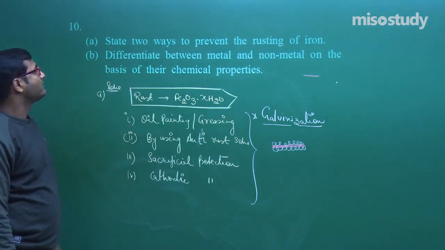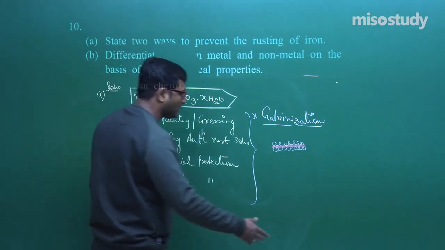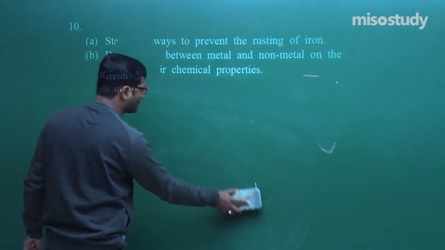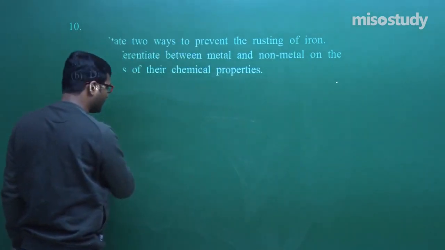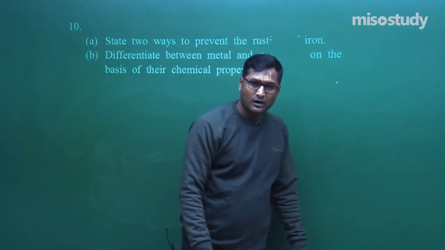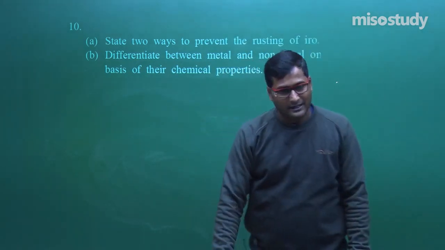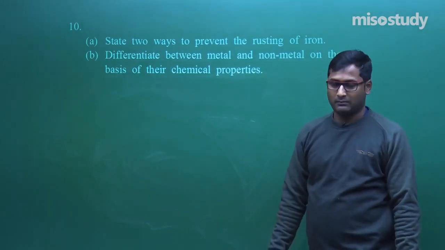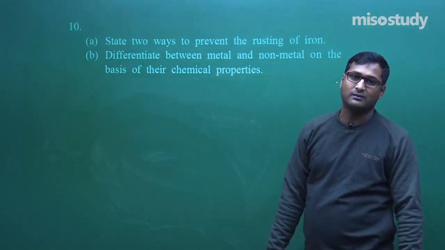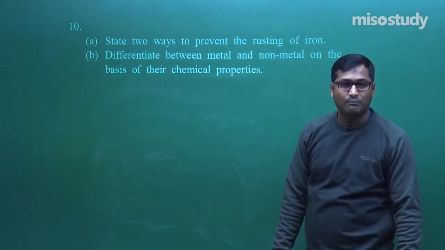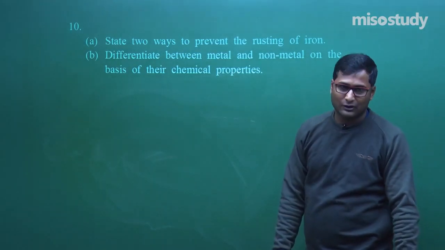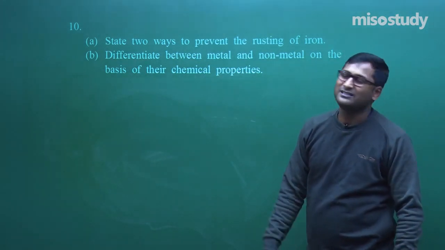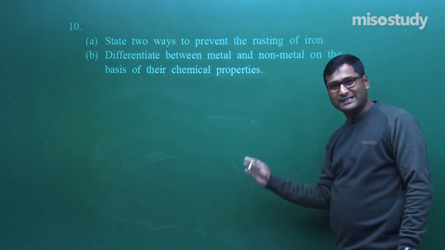Now next one is, differentiate between metal and non-metal on the basis of their chemical properties. It's very simple. Metals form basic oxides, non-metals form acidic oxides. Clear to you? Then metals easily displace hydrogen from acid, but in case of non-metals this is quite impossible. Then metals are electropositive in nature, they form cations, and non-metals are electronegative in nature. These are the few properties. Very simple question, you can easily get it.